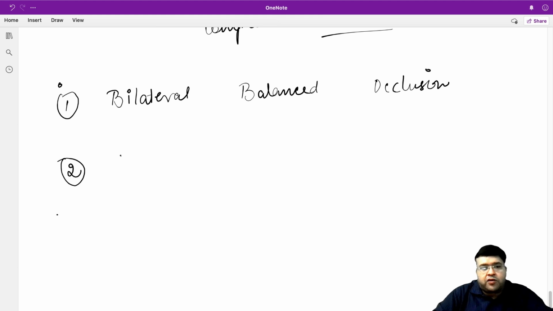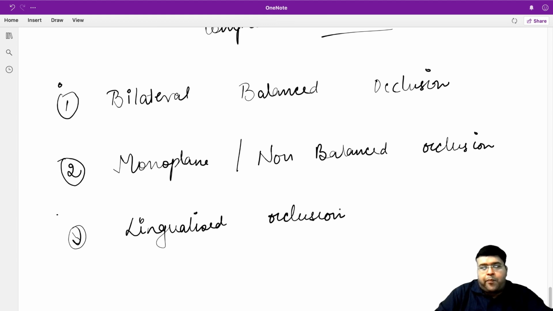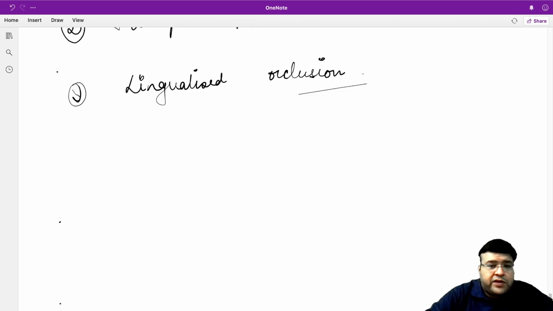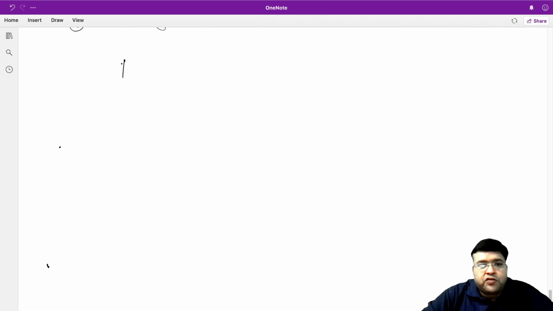The second term is called monoplane occlusion or a non-balanced occlusion, right? And the third main concept which is used is called lingualized occlusion, right? So these are the basic types of occlusion which are involved in complete dentures. Now, when we start talking about all these different occlusions and their factors, let us first talk about the bilateral balanced occlusion.